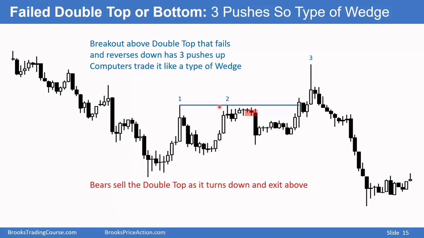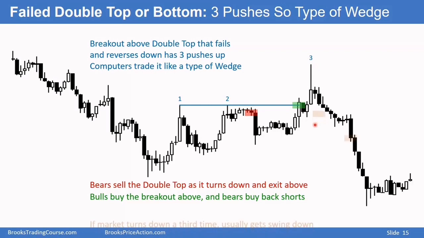Bears see a double top bear flag. They'll sell the reversal down, and a lot of them will put their stop just above the double top. As the market goes above the double top, the bears will buy back their shorts, and the bulls will buy as well. The bulls see it as a bull breakout above a double top, and they expect a measured move up.